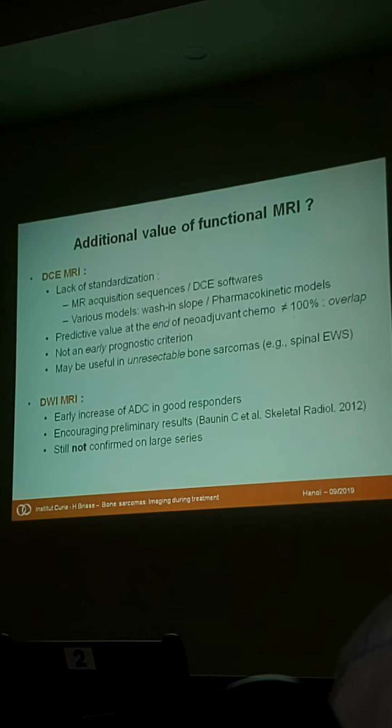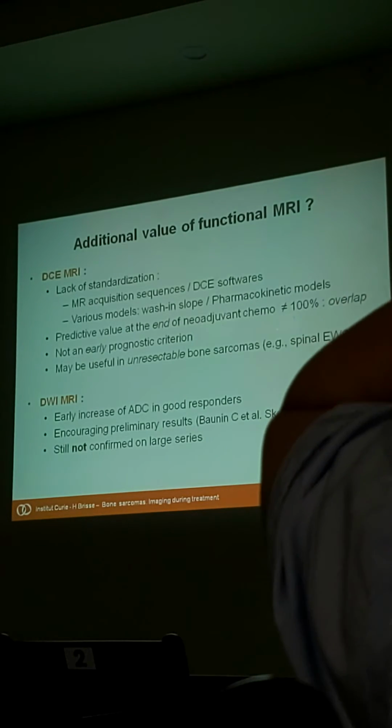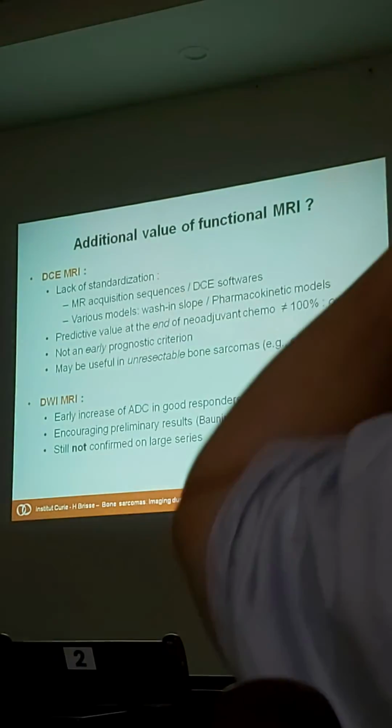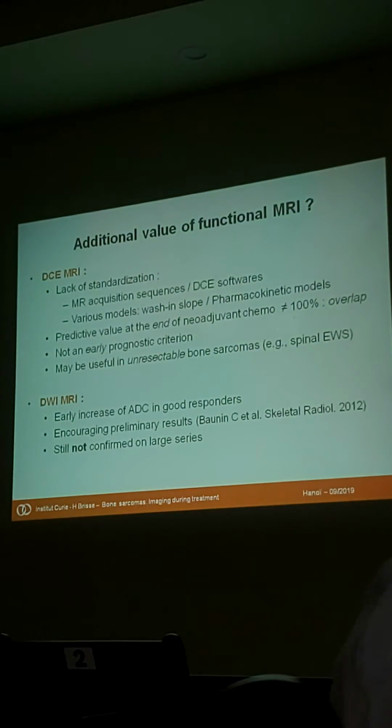Và để tổng kết lại thì thầy có nói là về vai trò của cộng hưởng từ trong đánh giá đáp ứng thì trước tiên là thể tích của khối u và thể tích của tổn thương xâm lấn phần mềm, nó là một tiêu chí để đánh giá đáp ứng. Còn cộng hưởng từ dynamic cũng như cộng hưởng từ diffusion vì chưa được chuẩn hóa nên cũng chỉ là bổ sung thêm thôi, chứ không thể được coi là một tiêu chí để đánh giá đáp ứng.